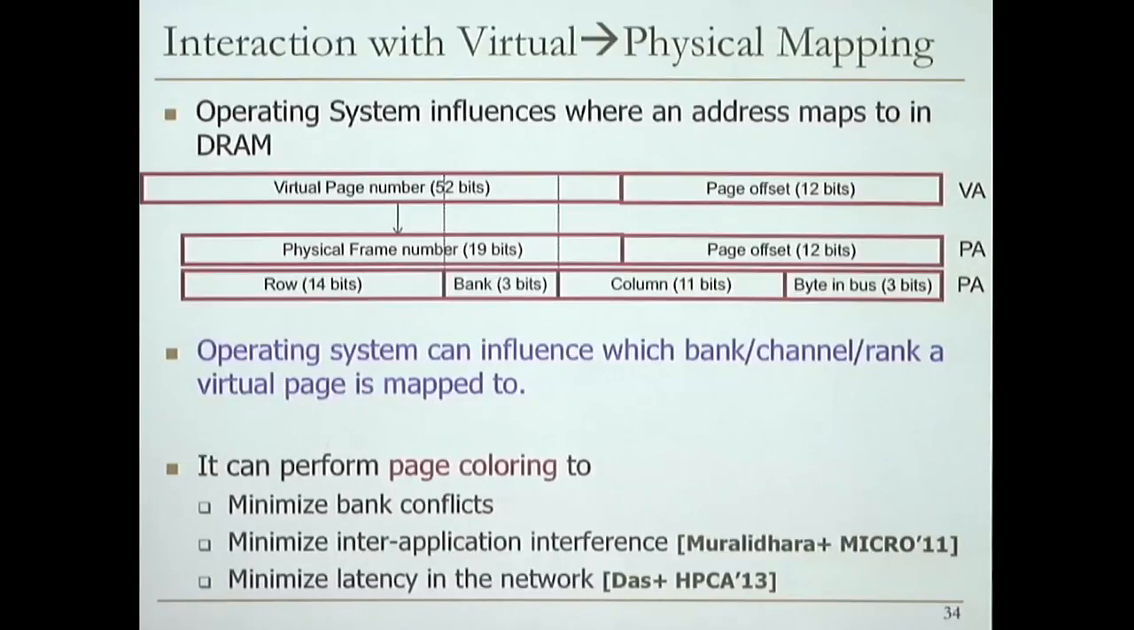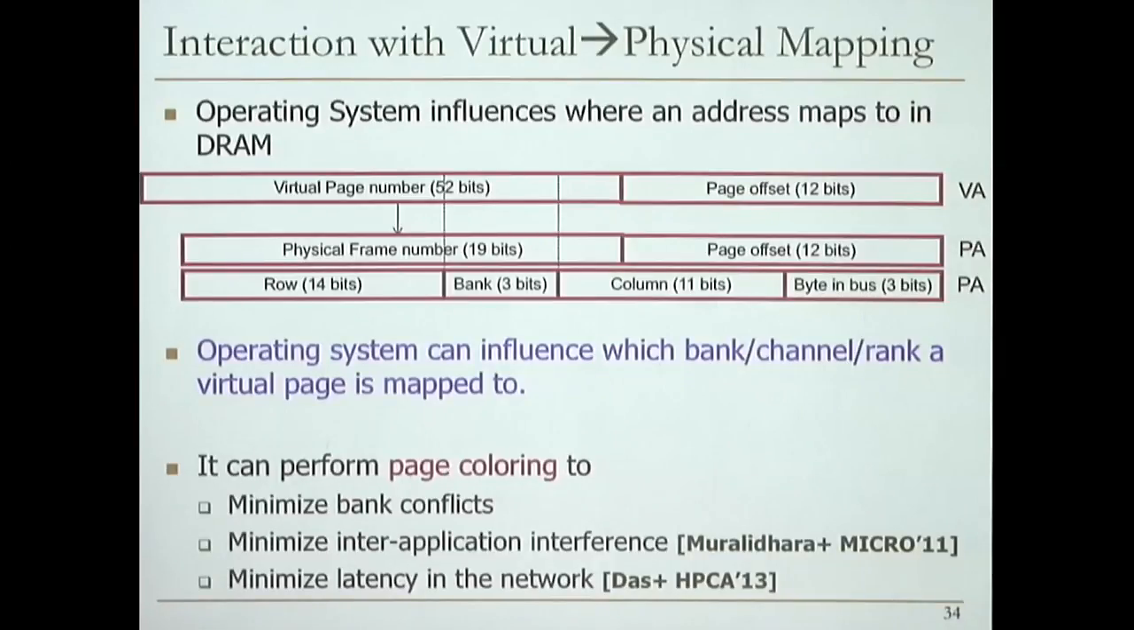So what I just said is called page coloring. You can think of these 3 bits giving you colors, 8 different colors. So you have 8 different banks. And the operating system, for different processes, can choose different colors to allocate physical frames to. And that influences which bank you're allocated in. And this way, it can minimize bank conflicts. It can minimize inter-application interference.